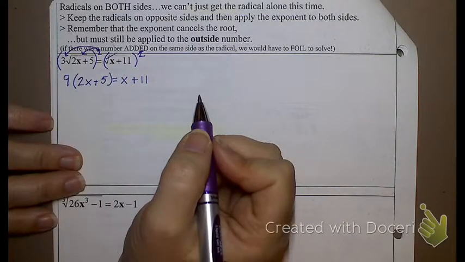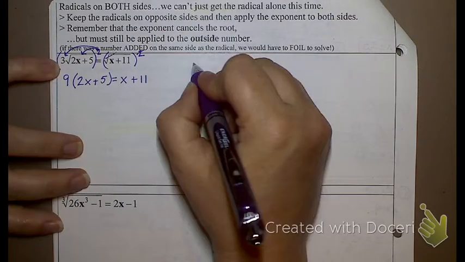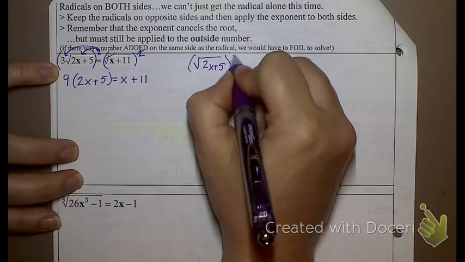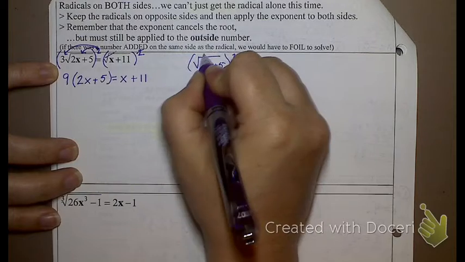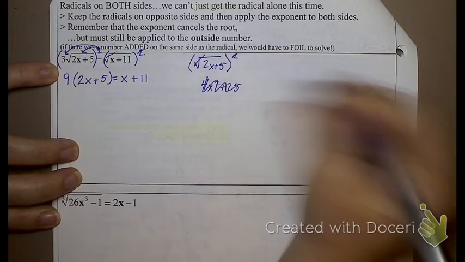You don't square inside it? No, because when you square root 2x plus 5, and you square that, you don't get 4x squared plus 25. You just get something that doesn't have a square root anymore. Okay?